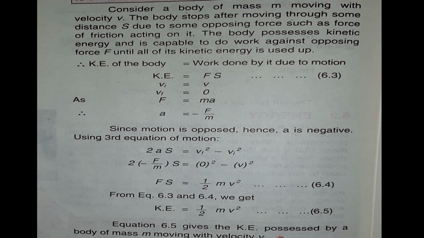So from equation 6.3 on the top and this equation 6.4, Ke is equal to half mv square, because we said in the very beginning that Ke is equal to Fs, meaning K is equal to the work done by the opposing force. Hence K is equal to half mv square, which is the desired formula which I told you in the previous slide. We can use this formula to find the kinetic energy of a moving body.